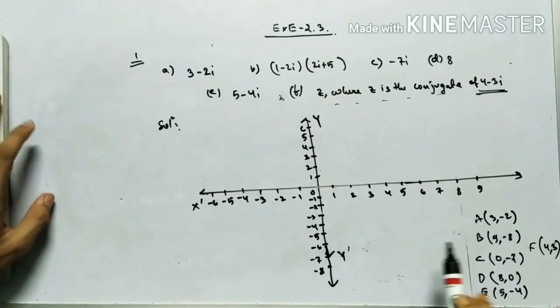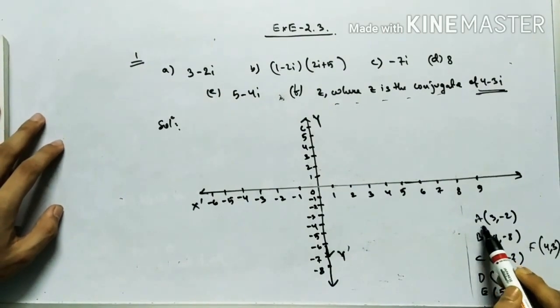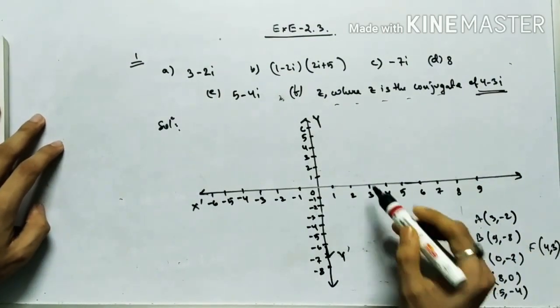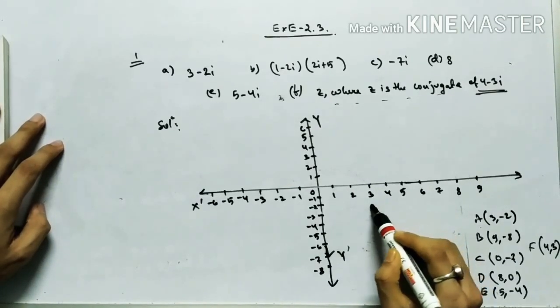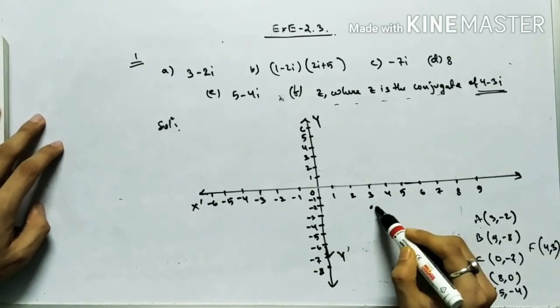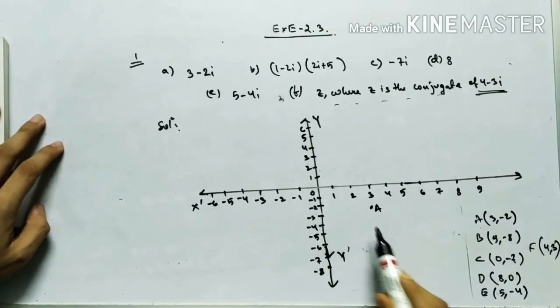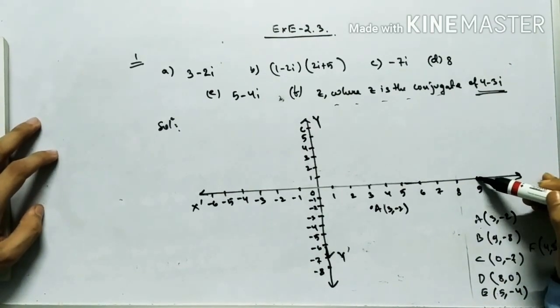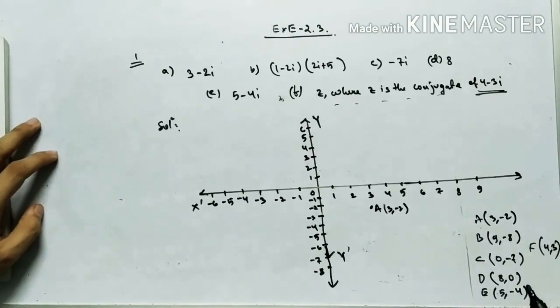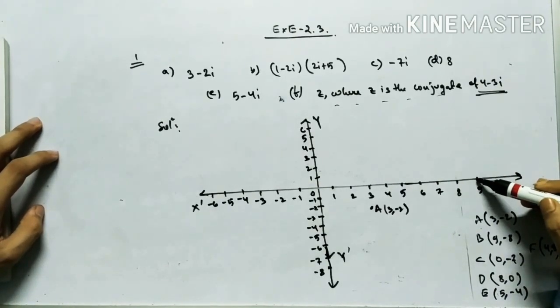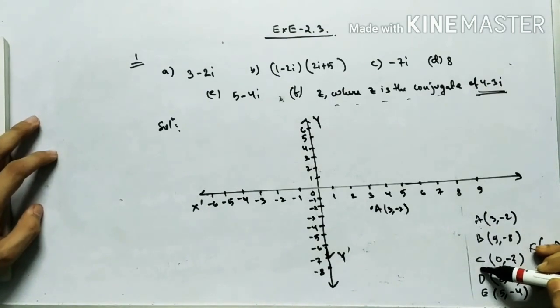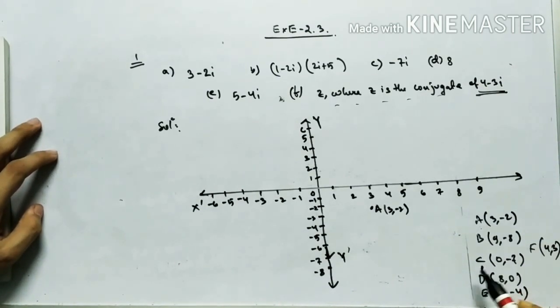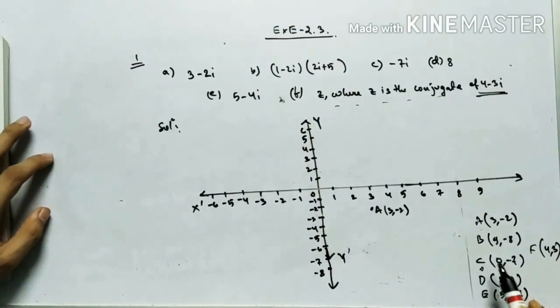Now you see, this is your first A point. The coordinate of A point is (3, minus 2), so this point will be denoted by A. And then B, (9, minus 8). The B point will be somewhere over here. This is our B point.